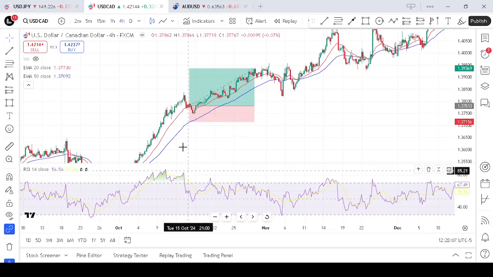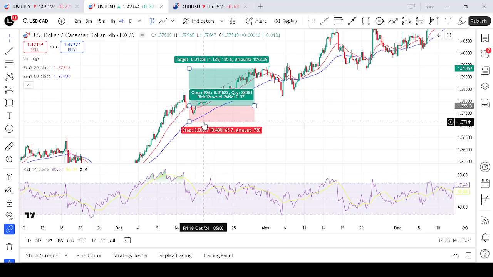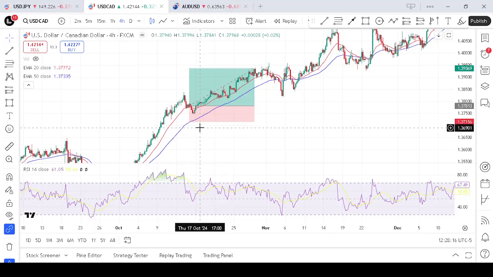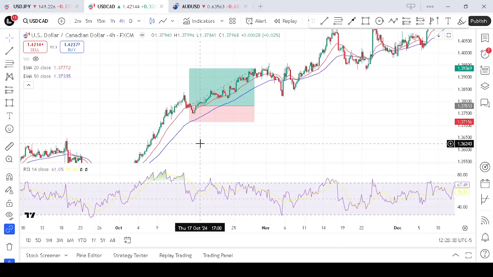Remember, proper position sizing is crucial. Never risk more than 1 to 2% of your trading account on a single trade, because this is to ensure you can withstand a series of losses without significantly impacting your trading capital. By following these step-by-step rules, you can systematically create a structured approach to your trading that can remove emotional decisions and help you maintain consistency in your trading results.